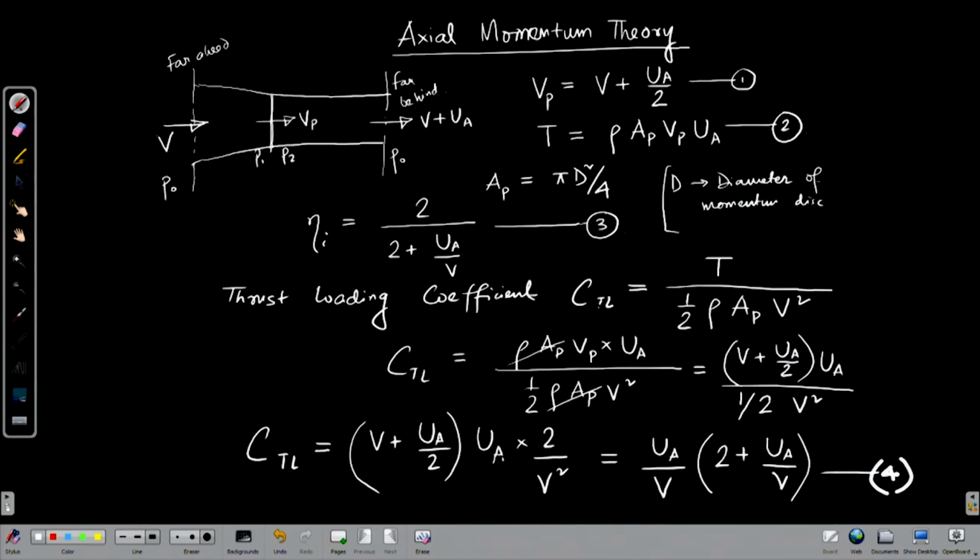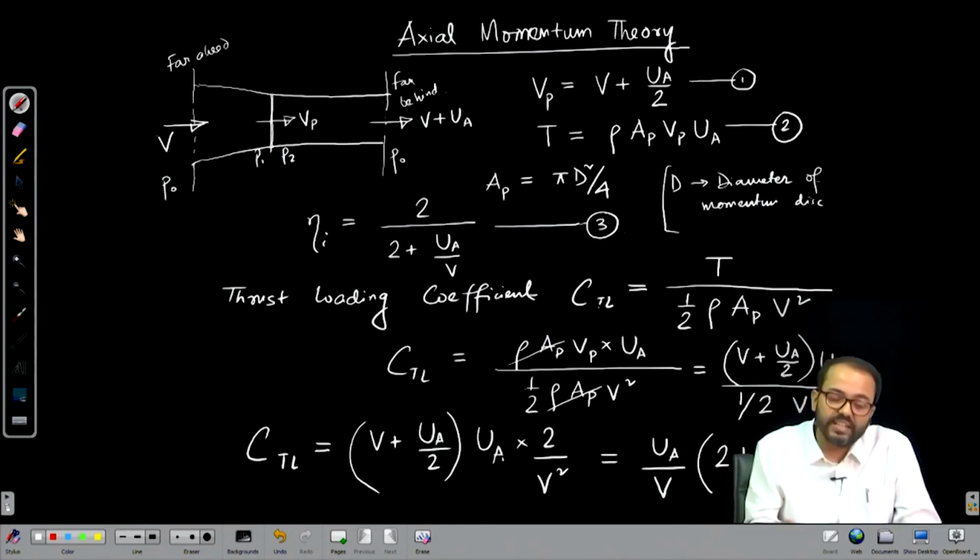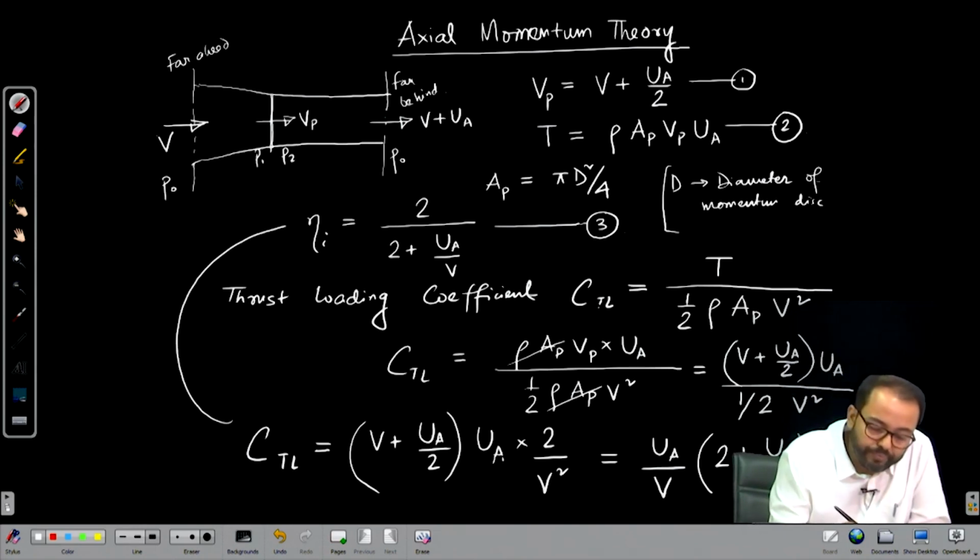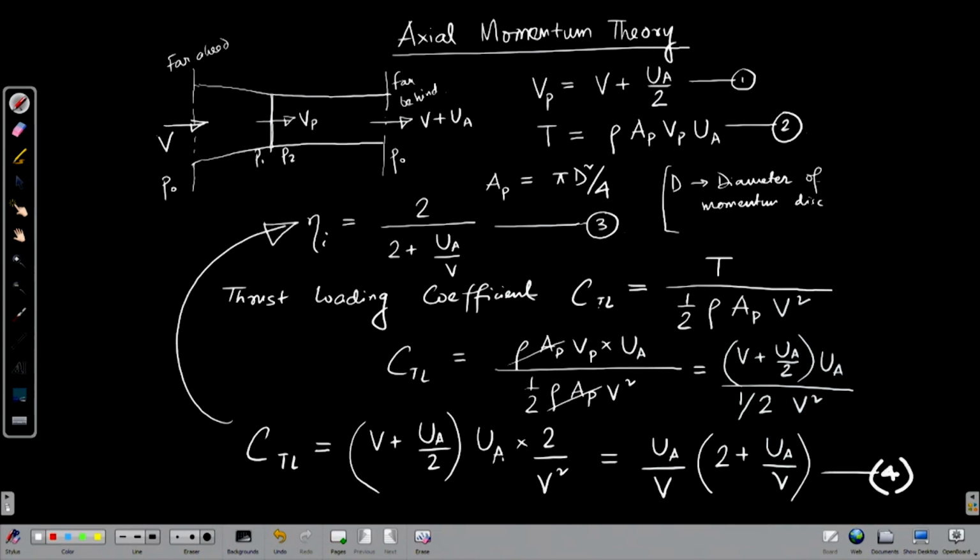In this way, what we have done is we have expressed CTL as a non-dimensional velocity equation. So, we have Ua and V, where Ua is the axial induced velocity and V is the velocity at which the momentum disc is advancing in the fluid. So, given that ratio, we will be able to calculate the thrust loading coefficient. Now, how do we relate this to the ideal efficiency? This is very important in the context of understanding the efficiency of a propulsion system.